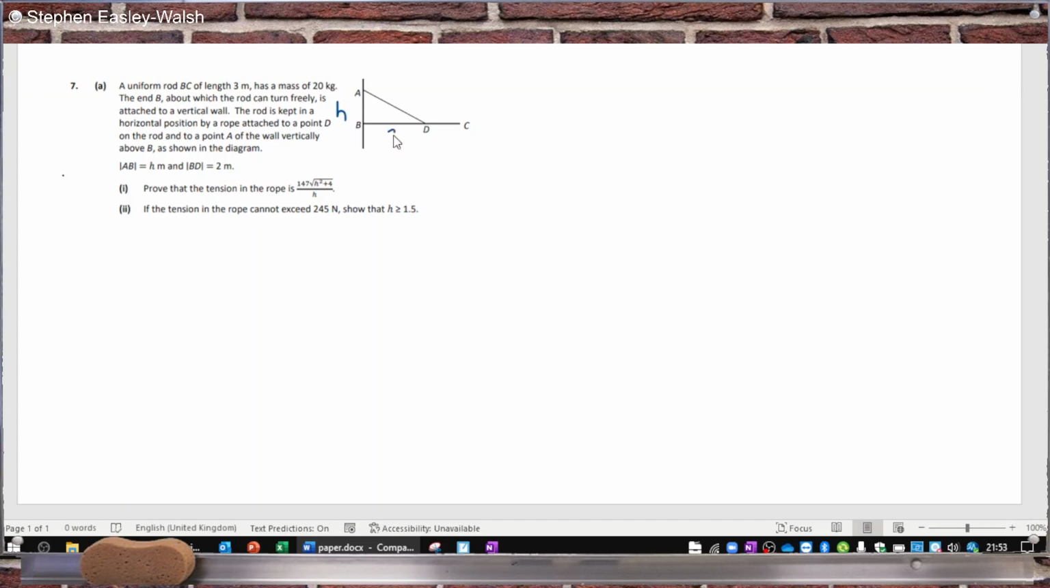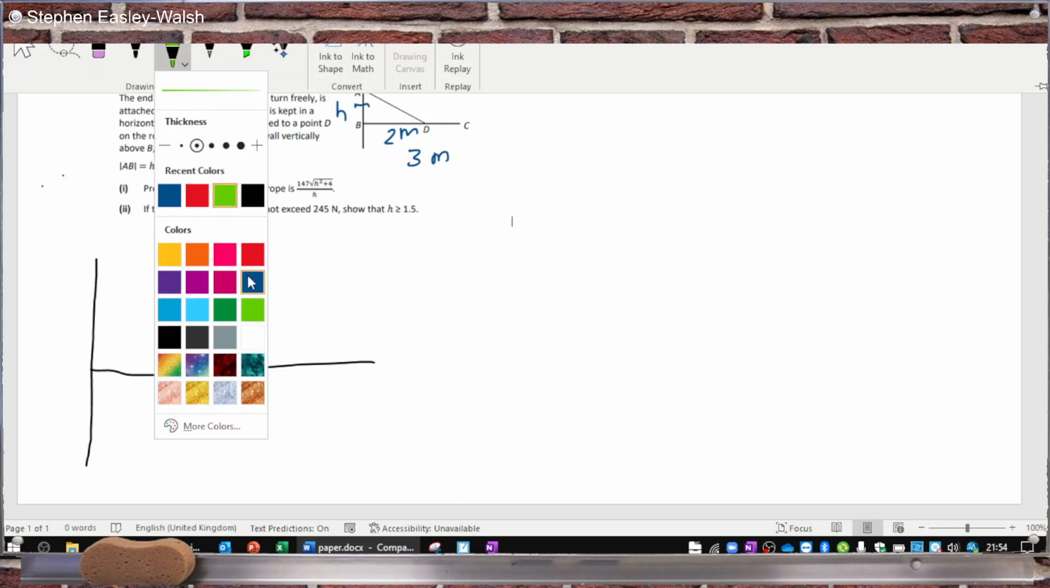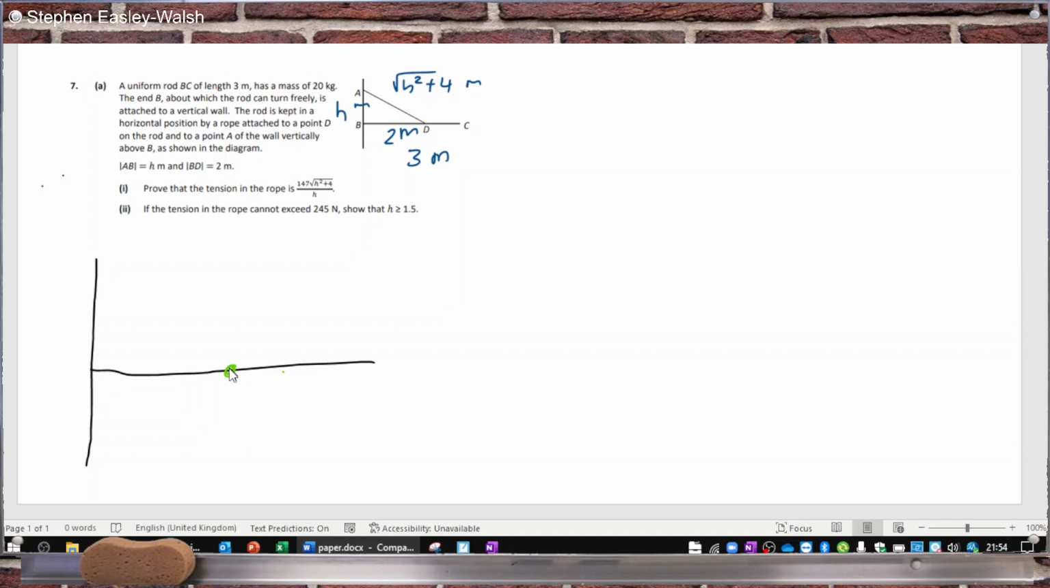AB is H and BD is 2, which makes this side root H squared plus 4. And I can already see that's in the result for the tension in the rope. So let's draw that. So you have your rod here, and we actually know the rod's length is 3 meters as well, which is not shown. Is that H meters? Yeah. And meters there. Okay, so straight away I know that bang in the middle here is a 20G force.